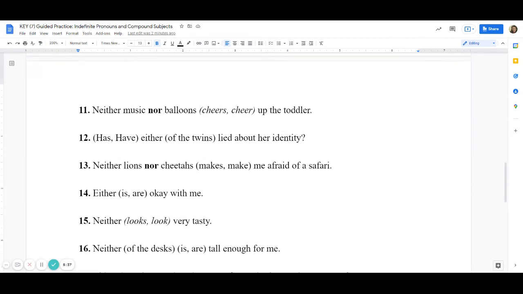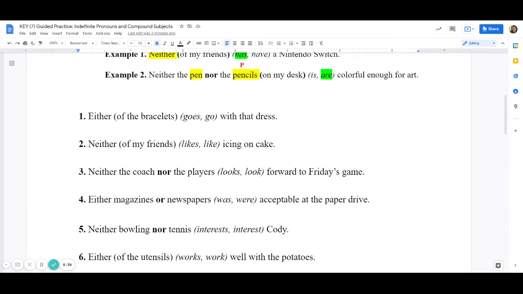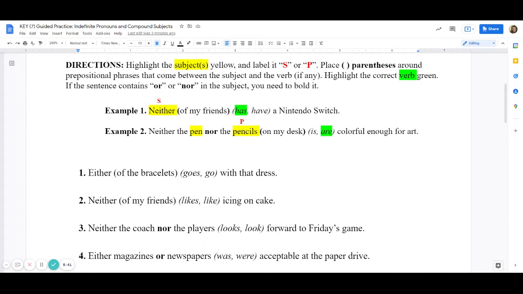Now we're going to go to the top and label all of our subjects. And we do that by highlighting them in yellow. And if you look at example 1, when neither was by itself, that was our subject. Just like we said, everyone, everybody, either, neither, each thing is singular. Neither by itself is singular. Then when we have our nors, we do have 2 subjects here, pen, pencils.